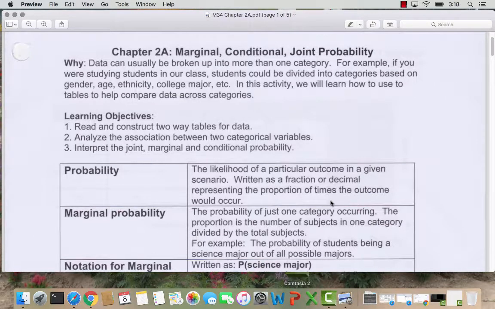Chapter 2A, Marginal, Conditional, and Joint Probability. Take a minute and read through the why and the learning objectives and the vocabulary. In this activity, we're going to be constructing and analyzing two-way tables and the associated probabilities that we can calculate.